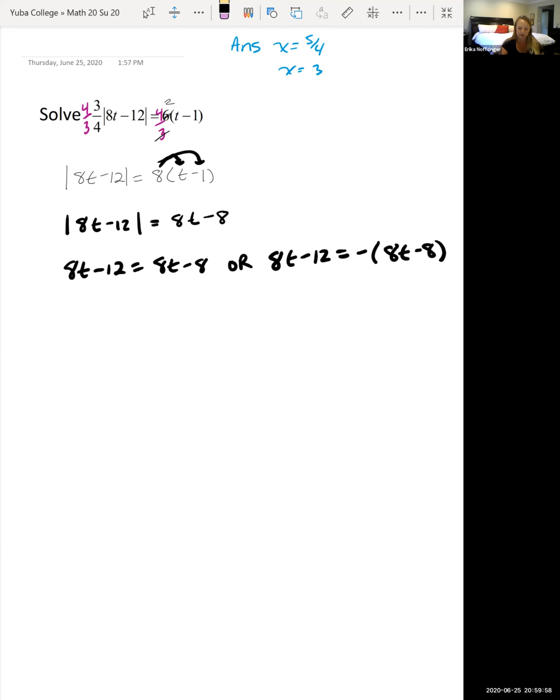And so we want to solve each equation separately. The first equation's linear, and if we try to get the 8t to the other side, notice those cancel, and you're left with just -12 equals -8. Well, that's false. And so this means there's no solution for that piece.